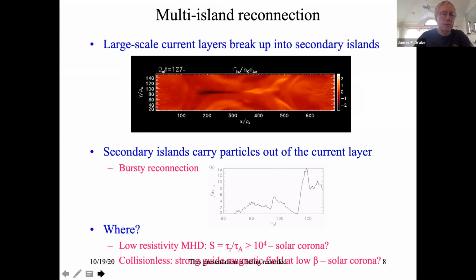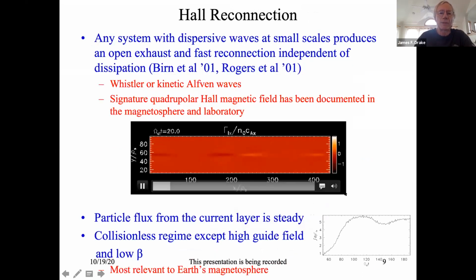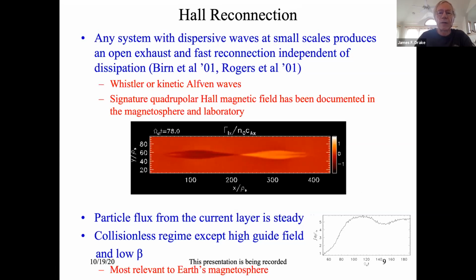And the other mechanism is basically the Hall type system. So here's a movie showing that. You get an open outflow. You can see there is a secondary island forming there, but not so often as in the previous example. And so you get this fast reconnection with an open exhaust. And then showing the flux down here versus time, you see that it's basically fairly steady. This is most relevant for the magnetosphere. It's a collisionless system with beta that's not too low. And so this type of behavior dominates in the magnetosphere.